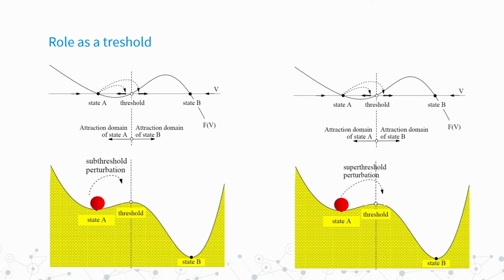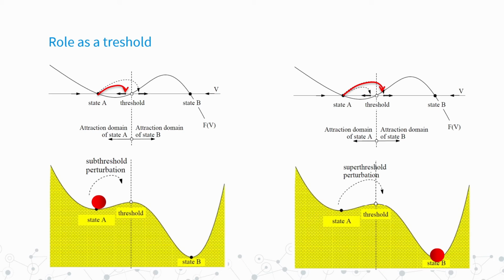Here, let's assume the state variable is initially at the stable equilibrium point state A, and that it can be kicked back and forth around the equilibrium by perturbations. Such small perturbations cannot kick it over the unstable equilibrium, so the state variable keeps moving towards the equilibrium point in A. Such a perturbation is called subthreshold. One speaks of superthreshold perturbations when they are large enough to push the state variable above the unstable equilibrium so that it is pulled towards state B. The unstable equilibrium acts like a threshold separating two states.